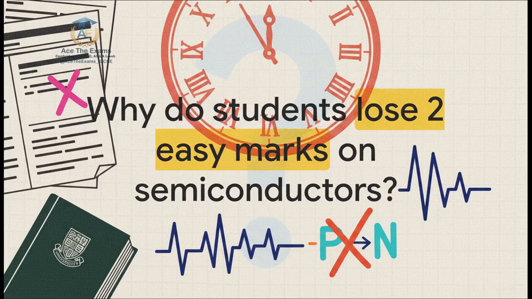Just picture it. The exam timer is ticking down. You turn the page and see a standard, predictable question about semiconductor properties. Your heart rate spikes. The grade boundaries for this paper are incredibly tight, and right here is exactly where most students bleed 2 easy marks. Why? Well, it's because they confuse simple, everyday labels with actual scientific explanations. They completely drop the ball on the exact terminology that Cambridge examiners are practically begging for.